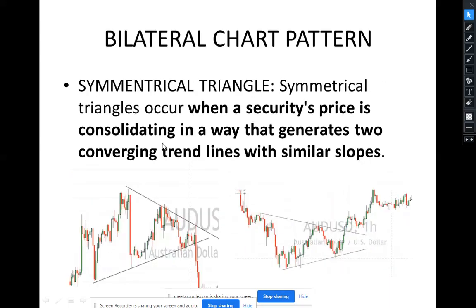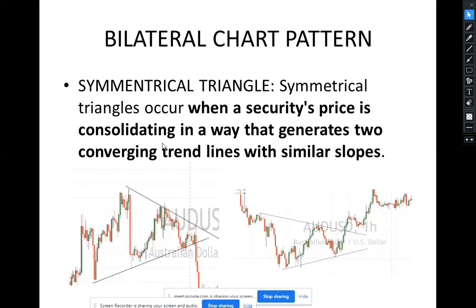The last one is the bilateral chart pattern. That one is only for symmetrical triangle. We don't have any other option. If I should add a channel, rectangle channel, okay, that would be another class. Or let me just say symmetrical triangle is the most popular bilateral chart pattern that we have. We can also include channel, but this is the best. This is the most common bilateral chart pattern that we have, that is the symmetrical triangle.